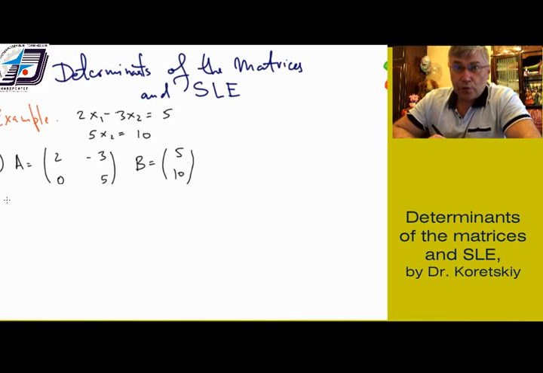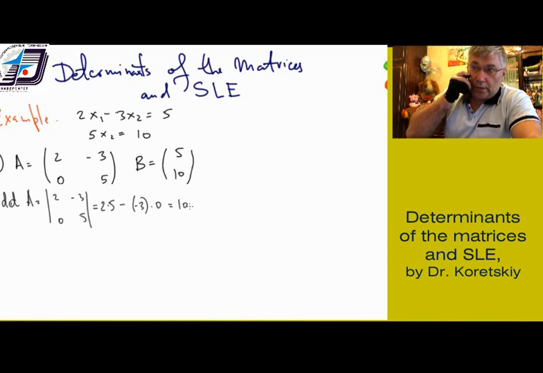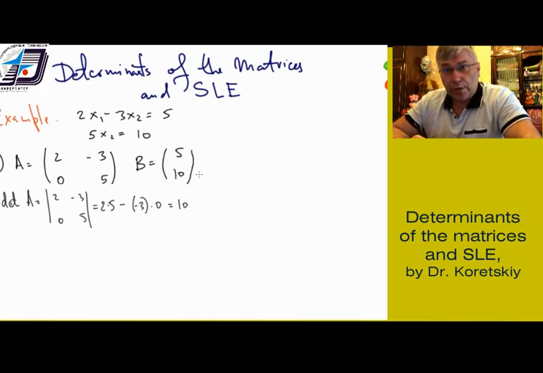Okay, firstly, the first step here, we have to check if A is a regular matrix or an irregular matrix. So we have to calculate the determinant of A. Determinant of A is 2 times 5 minus 3 times 0, and it is 10. Very easy. So it is not 0, so A is a regular matrix.